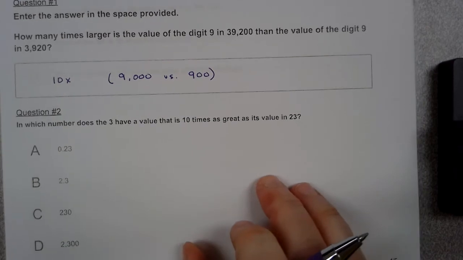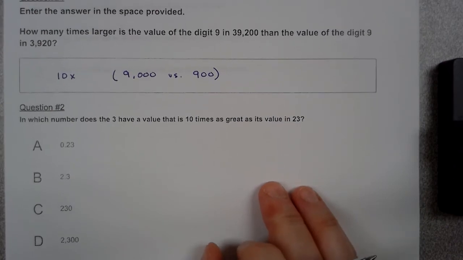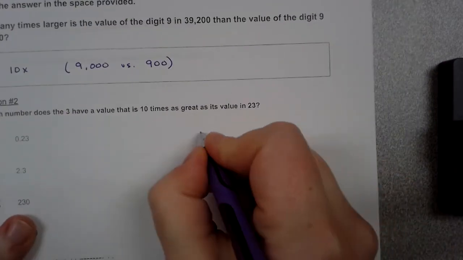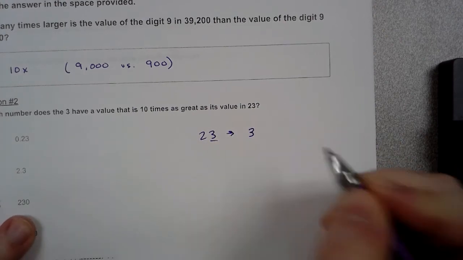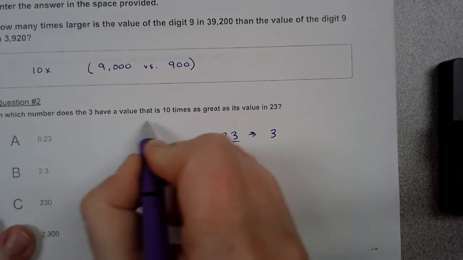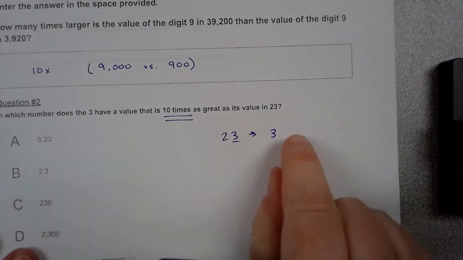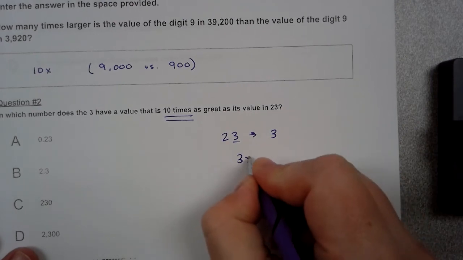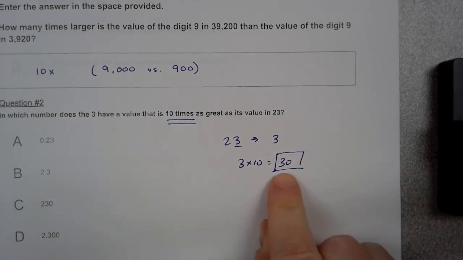Okay. So similar thing's going to go on right here, number 2. It says, which number has a 3 with a value that is 10 times as great as the value of the 3 in 23? Well, first, we have enough room to write down here. What is the value of the 3 in 23? Well, it's in the ones place. So it's just 3. Now it says, which number has 10 times the value of that 3? So that means if I have a 3 right here in the ones place, what number is 10 times 3? Well, that 3 times 10 equals 30. So that means I need to find a number where the 3 has a value of 30.